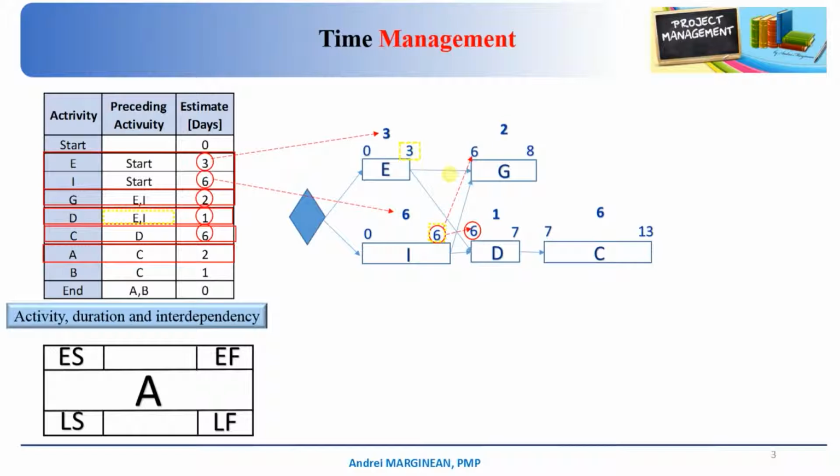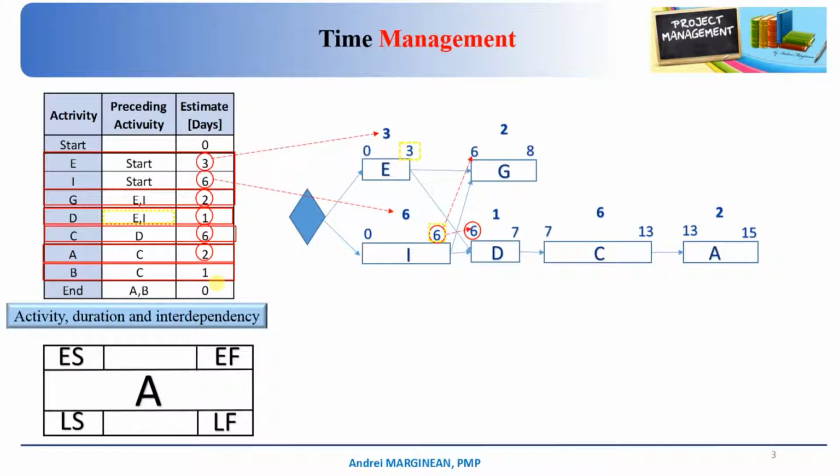Let's go to activity A, that comes right after activity C. So in order for activity A to be able to start, we have to have activity C finished. So again, if activity C is finishing in day 13, then activity A should start after day 13. So we are just copying 13 from here to here. Again, we are looking at the table. We have 2 days needed to finish this activity. So 13 plus 2 equals 15.